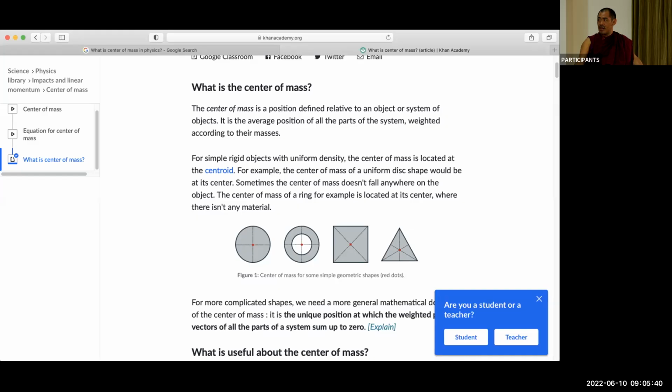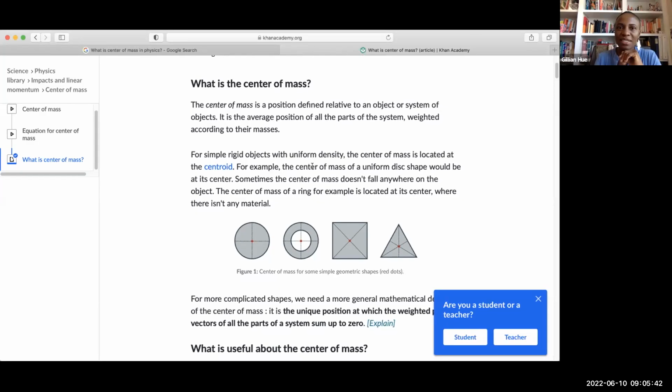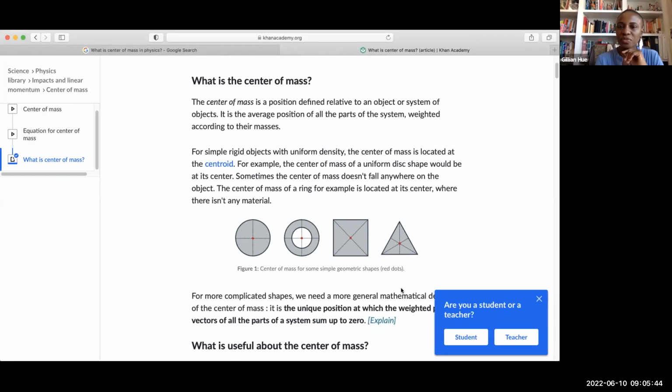Okay, I'll share my screen very quickly. So center of mass, this is what we're talking about. Yes that one. Okay, so sometimes we use analogies or comparisons to try to get the idea across.